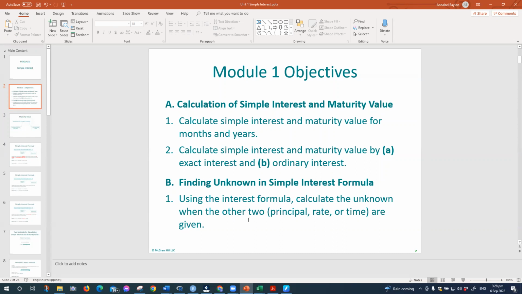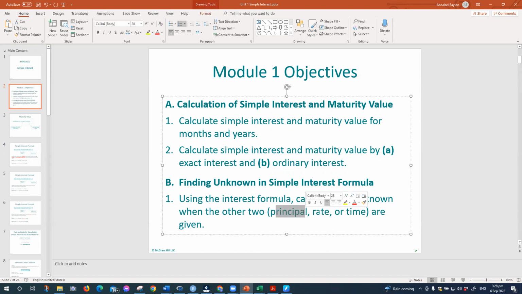So for example, pinapahanap sa atin yung principal. What is the principal? You can only solve for this if you know the rate and the time. Kung kulang either rate or time, hindi natin masasolve yan.